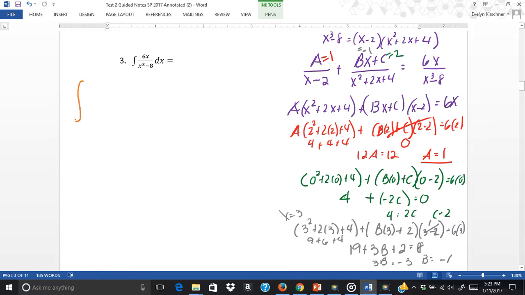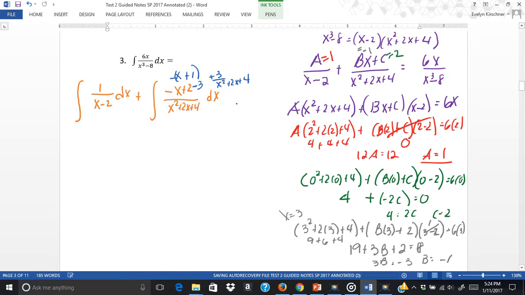So my integral is the same as the integral of 1 over x minus 2 dx plus the integral of negative x plus 2 over x squared plus 2x plus 4 dx. Well, this one's easy to solve. This one isn't so much. So we're going to do one more trick. We're going to add and subtract the same number and see what we get. So what I'm going to do is subtract 3 here. So I get negative of x plus 1. And then I need to add a 3 over x squared plus 2x plus 4.